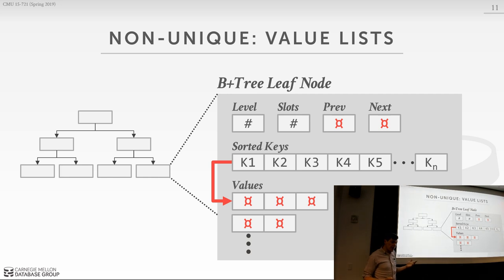We only have to do this in the leaf nodes. We don't have to do this in our inner nodes, because in the inner nodes the keys will be unique. Again, they're just guideposts that tell us whether to go left or right. We only have to do this in the leaves.